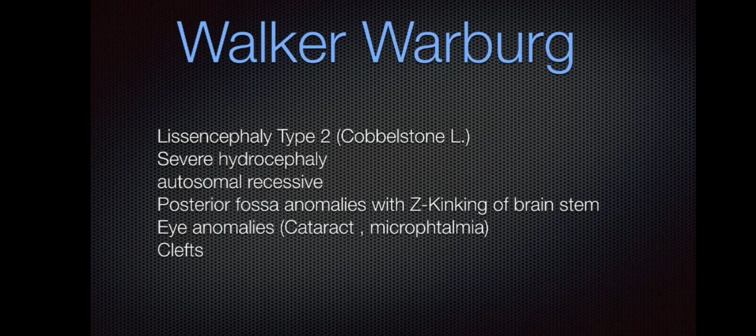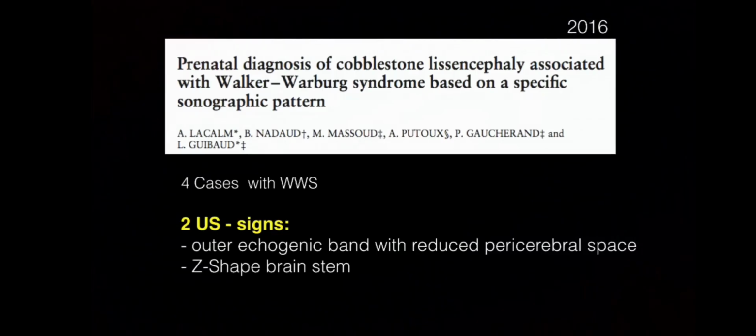The next is Walker-Warburg syndrome, and here typically is what you call lissencephaly type 2, which is called cobblestone lissencephaly. It is often apparent with severe hydrocephaly. It is an autosomal recessive trait, and typically we find the Z kinking of the brainstem, eye abnormalities, but also cleft and facial anomalies. A paper published last year by the group of Laurent showed in 4 cases that there are 2 typical signs: on one hand the Z-shaped brainstem, but an interesting view, which is the echogenic band in the pericerebral space.